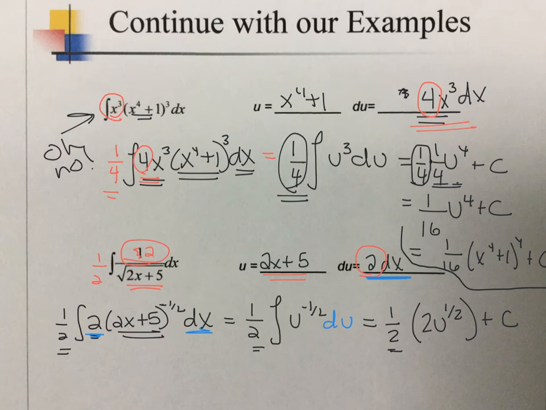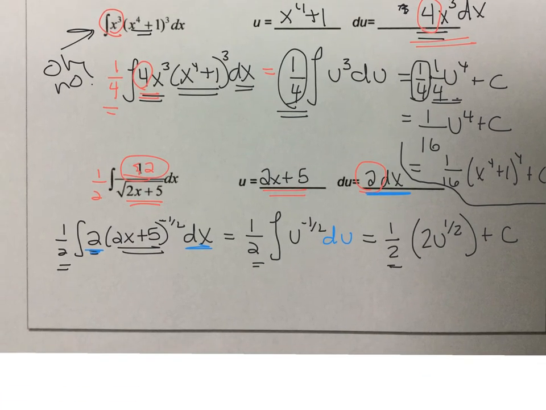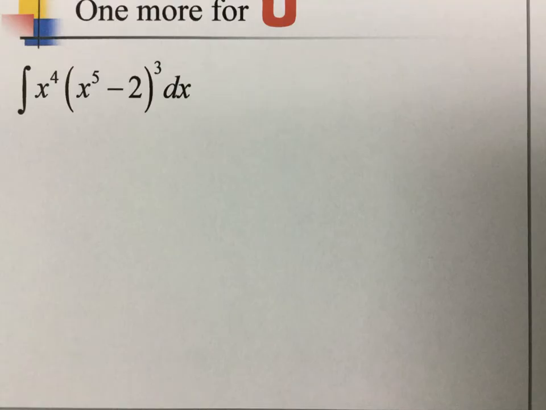All right, so that would then be equal to, these 2's would cancel, so u to the 1/2 plus c, which would then be 2x plus 5 to the 1/2 plus c would be your final answer. And again, I'll say it a million times over, you can take that derivative, okay, and see if your solution is correct. Okay, so because I love you, I've got one more for you.